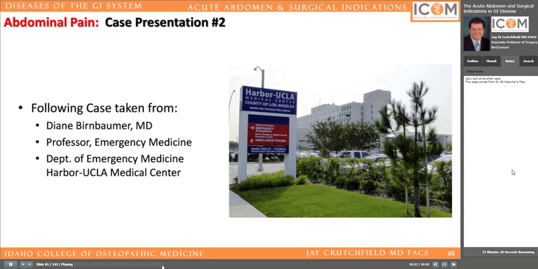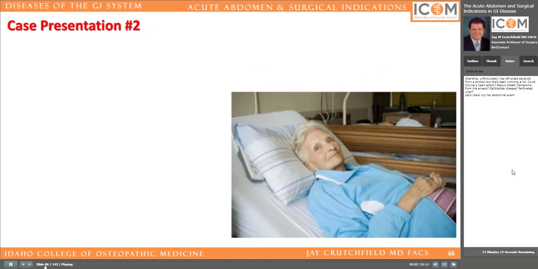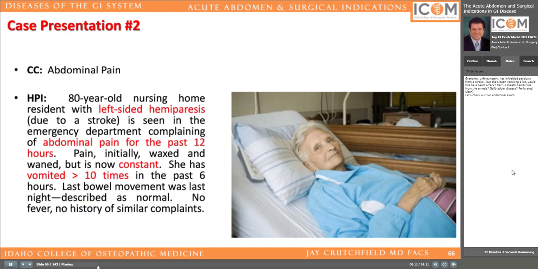Okay, let's look at another case and try to pull some of this information together in how we approach the patient. Our patient is an 80-year-old female who's complaining of abdominal pain. This 80-year-old nursing home resident who's previously had a left-sided hemiparesis from a stroke is seen in the emergency department complaining of abdominal pain for about the past 12 hours. The pain initially waxed and waned, but now it's constant. She's vomited a lot. She says more than 10 times in the past 6 hours.